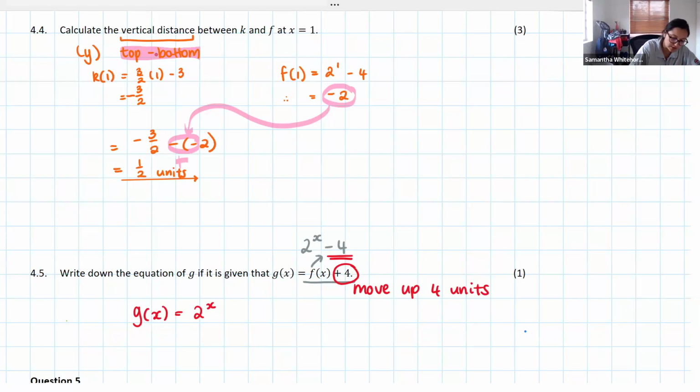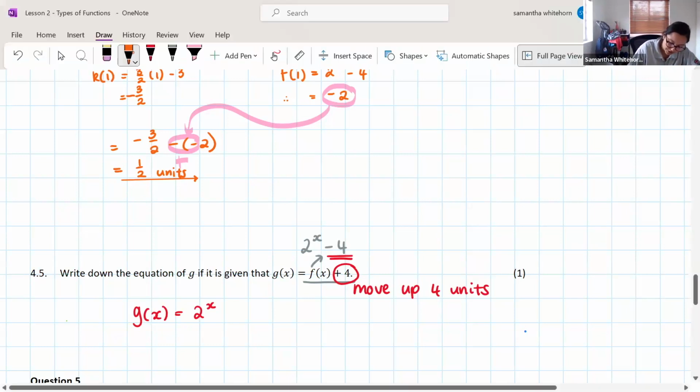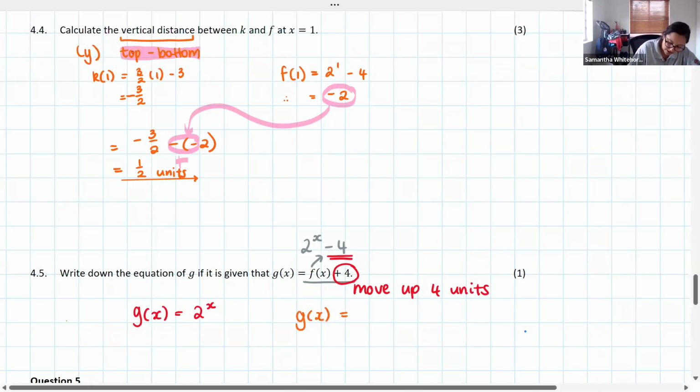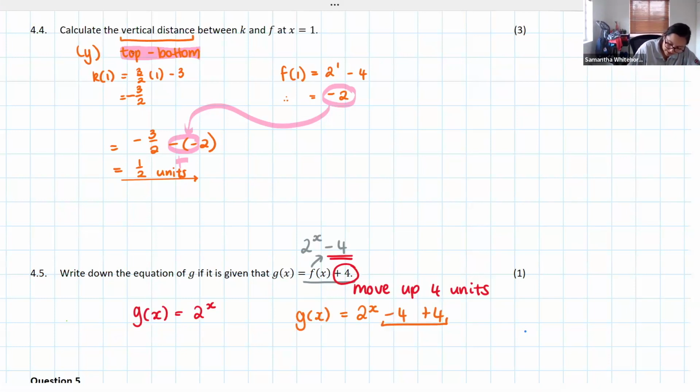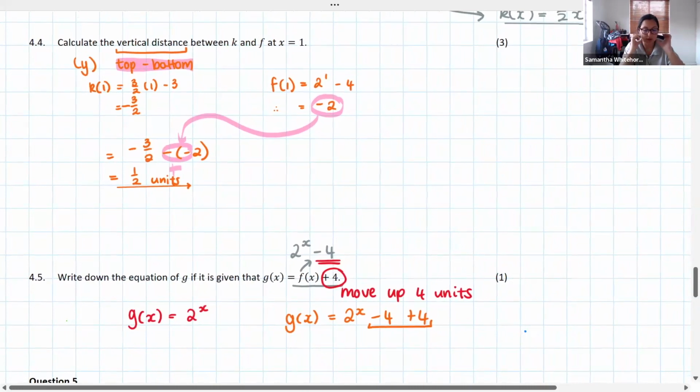Obviously, you can substitute in and say g of x is equal to f of x, which is 2 to the power x minus 4 plus 4. And there is the cancelling of the shift up or down. So that was just to test whether you understood that the addition of a constant is an up-down shift, and what actually happens. All right, take your screenshots of these last two equations.